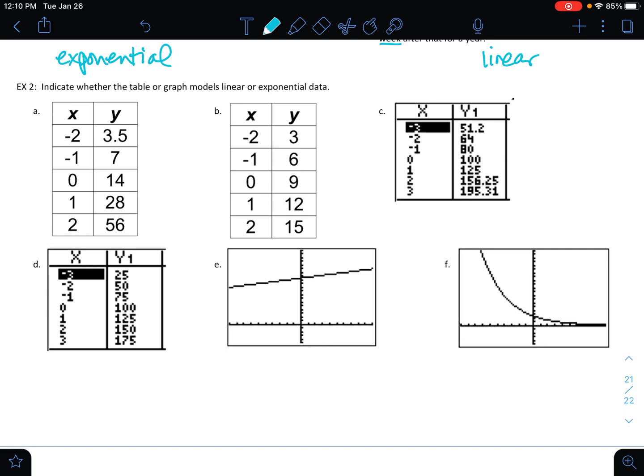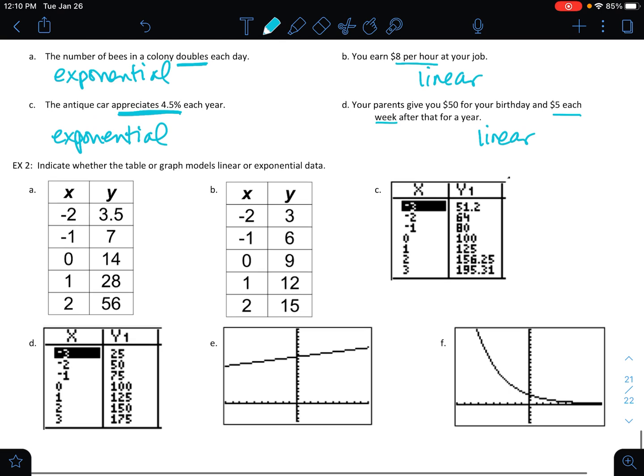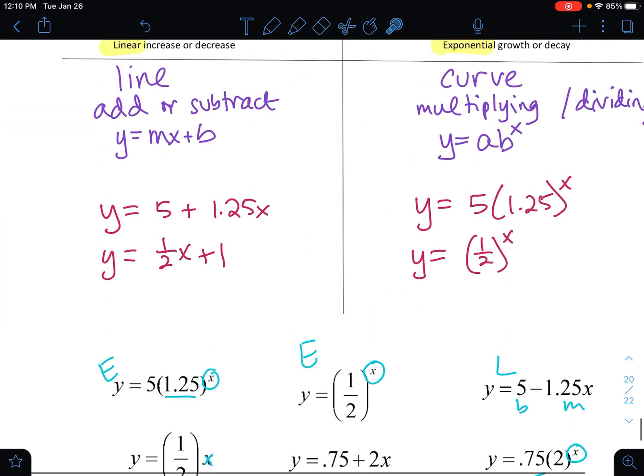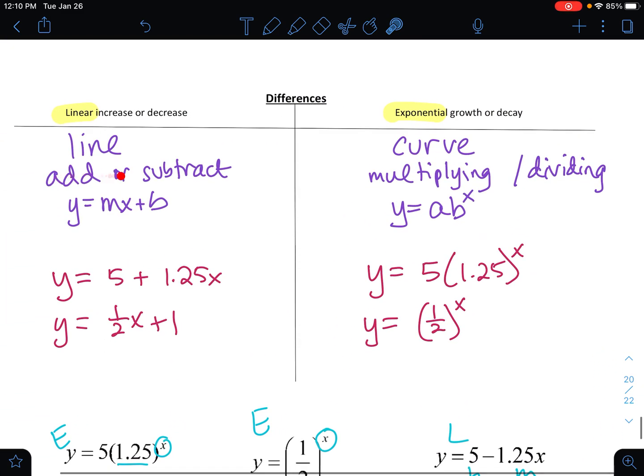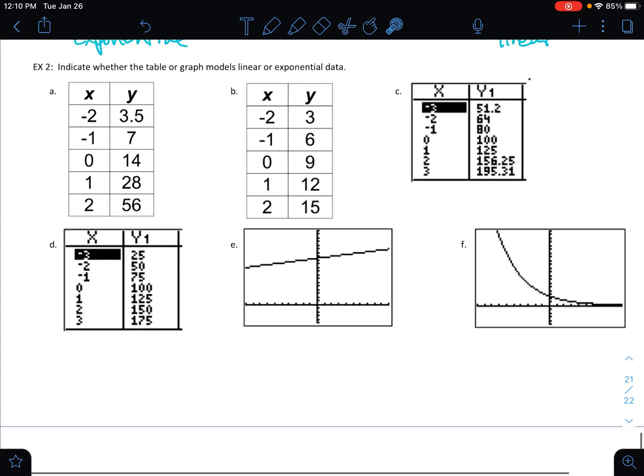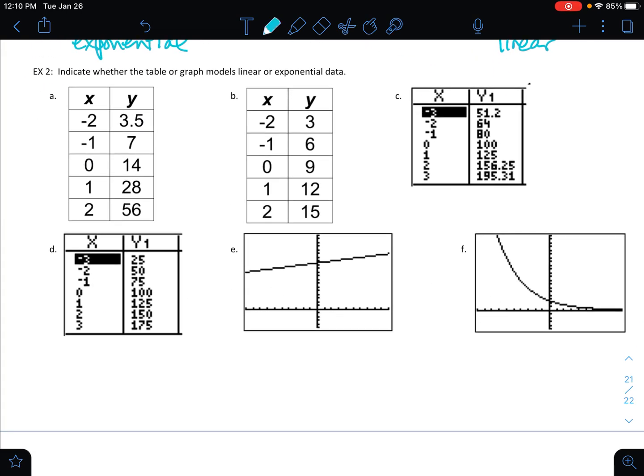Lastly, let's look at tables. So when we are deciding if a table is linear or exponential, we want to look at the pattern. So linear goes up at a constant rate of change. Like we had this, it goes up $8 per hour. So it's like plus 8, plus 8, plus 8. Doubling, though, would be times 2, times 2. So we really want to focus on this. Is it adding or subtracting? That's the linear pattern. Multiplying or dividing is more exponential.